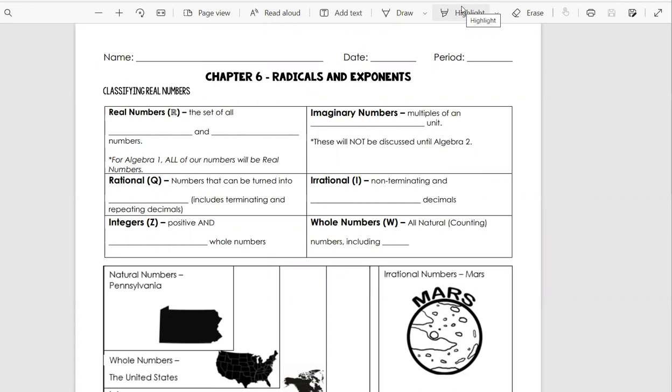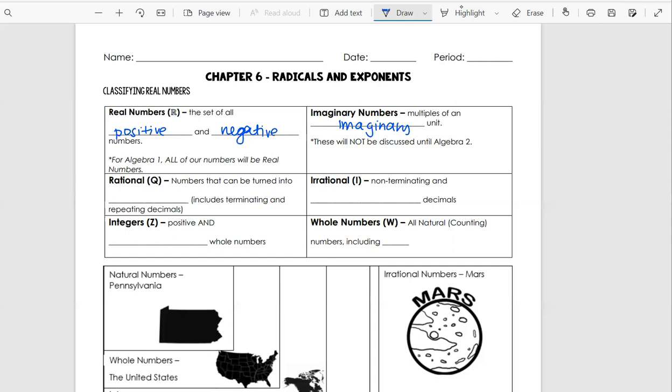So let's talk about different types of numbers we have. The first types are real numbers, which sounds crazy because, like, are there fake numbers out there? Real numbers are the set of all positive and negative numbers. That's what makes them real numbers. Imaginary numbers are those fake numbers. The fake ones are the imaginary numbers, and that means there's multiples of an imaginary unit.